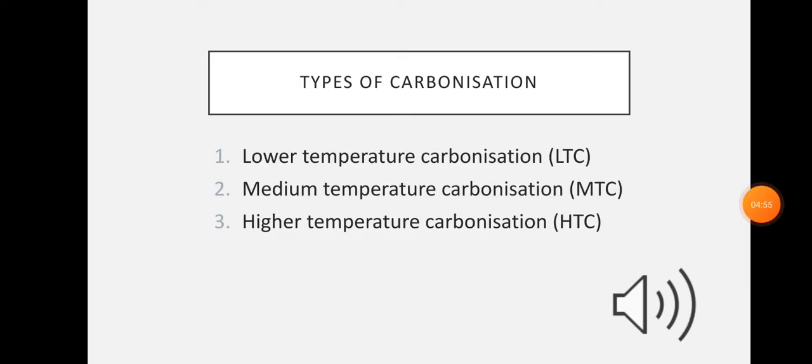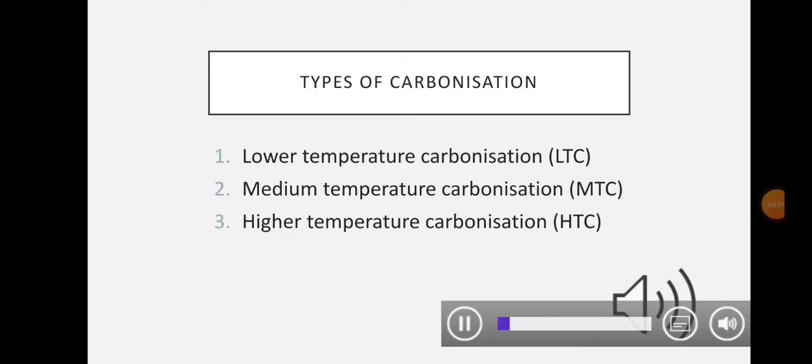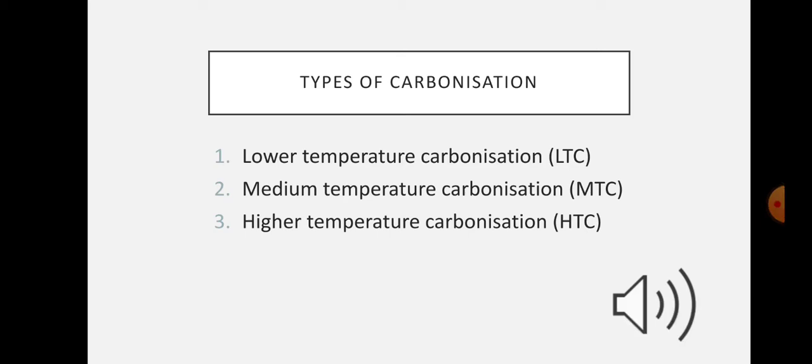Next is types of carbonization. There are three types of carbonization of coke. First one is lower temperature carbonization, LTC. Second one is medium temperature carbonization, MTC. And third one is higher temperature carbonization, that is HTC.